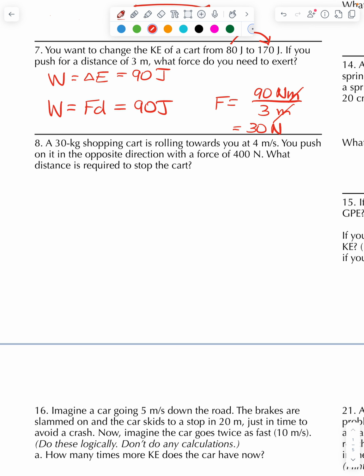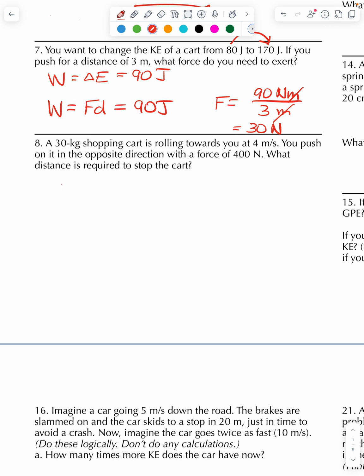Number 8, a 30 kilogram shopping cart is rolling towards you at 4 meters per second. You push on it in the opposite direction with a force of 400 newtons. What distance is required to stop the cart? So to stop the cart, we want it to have what KE at the end? 0, right? So we need to figure out what KE it has initially, and then we could figure out what the change in energy is required in order to bring it to a stop.